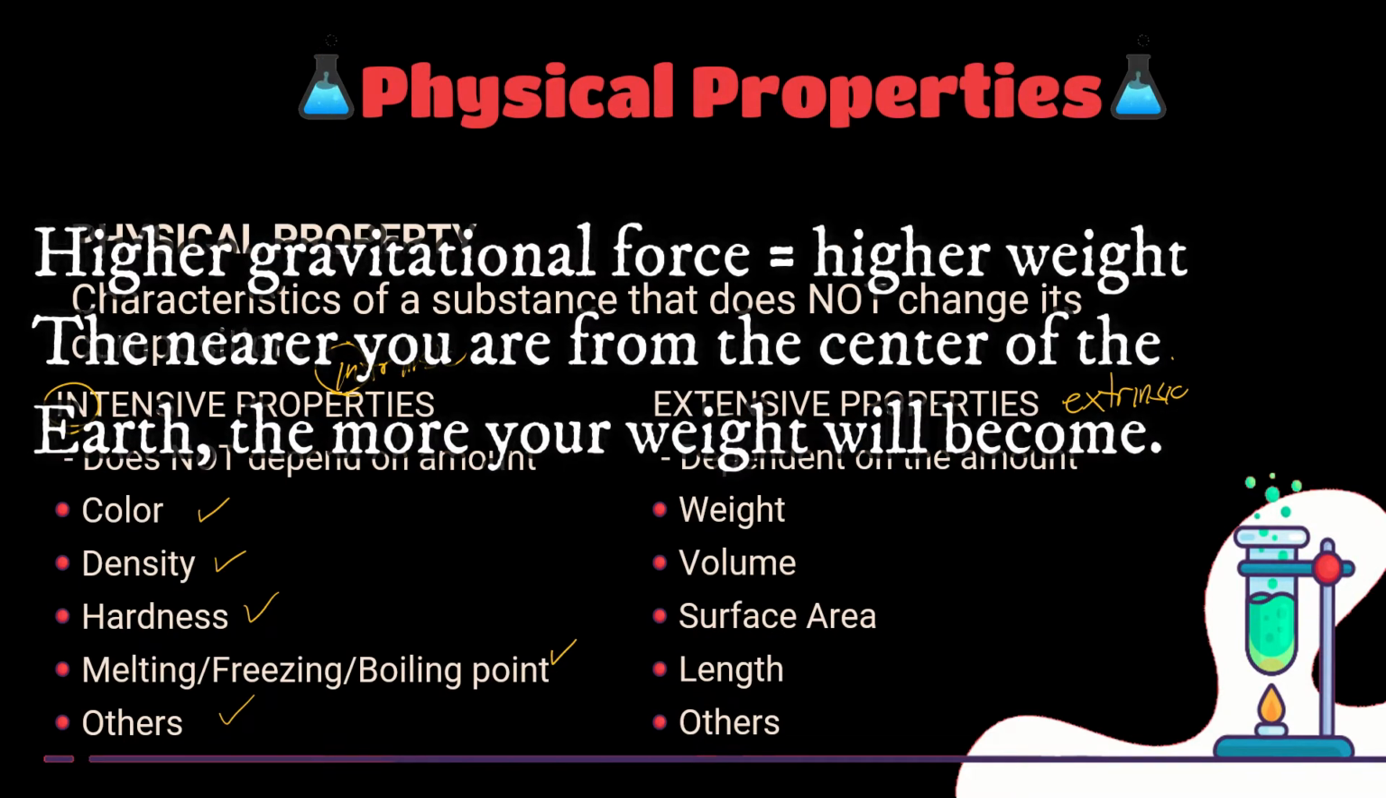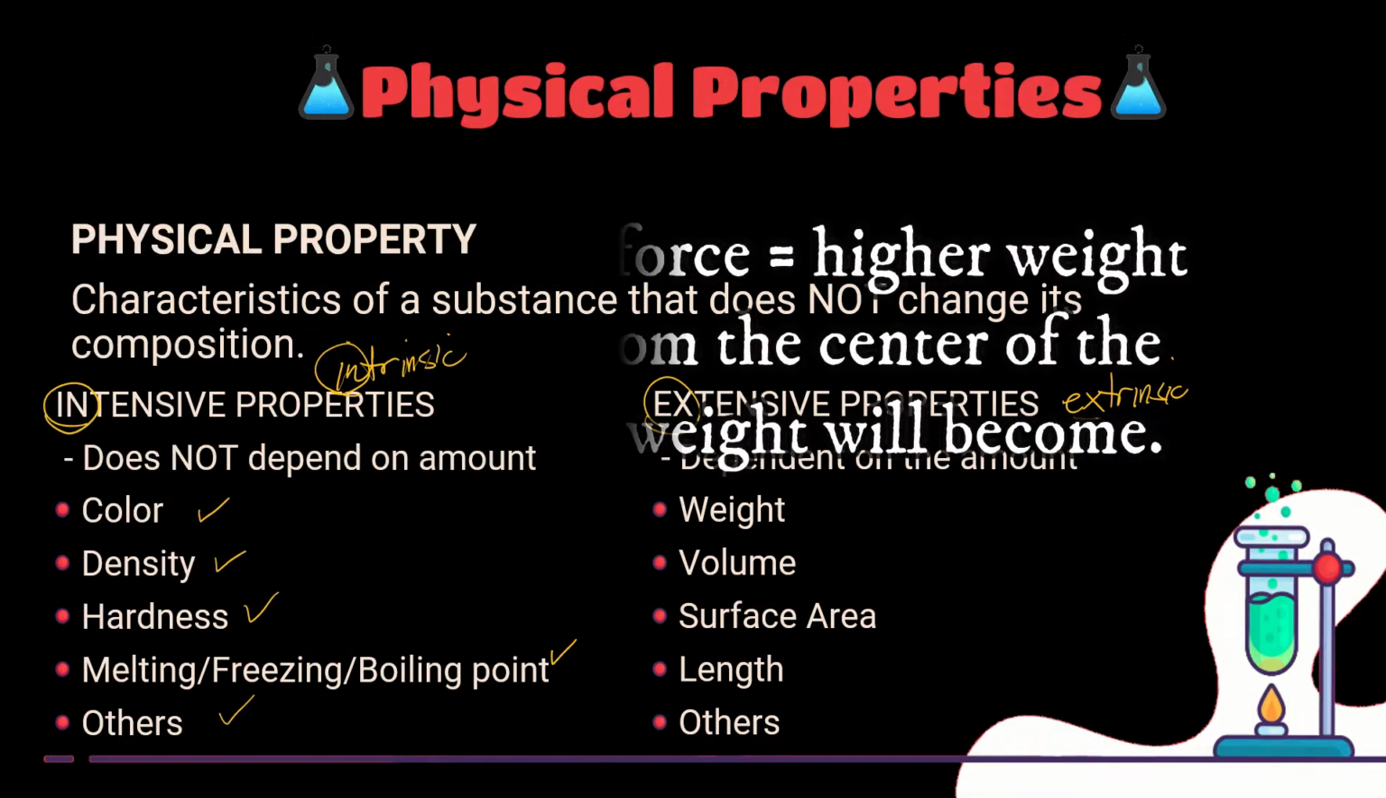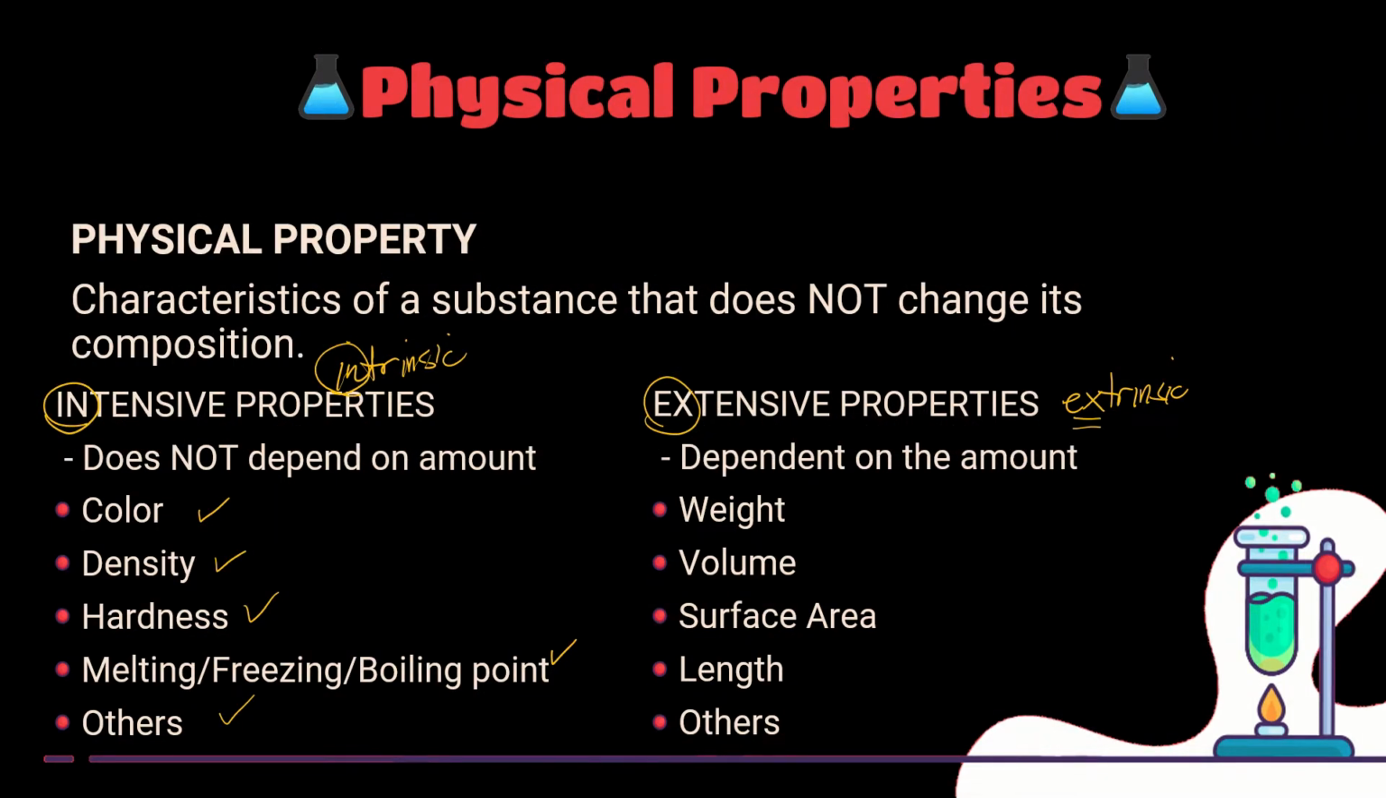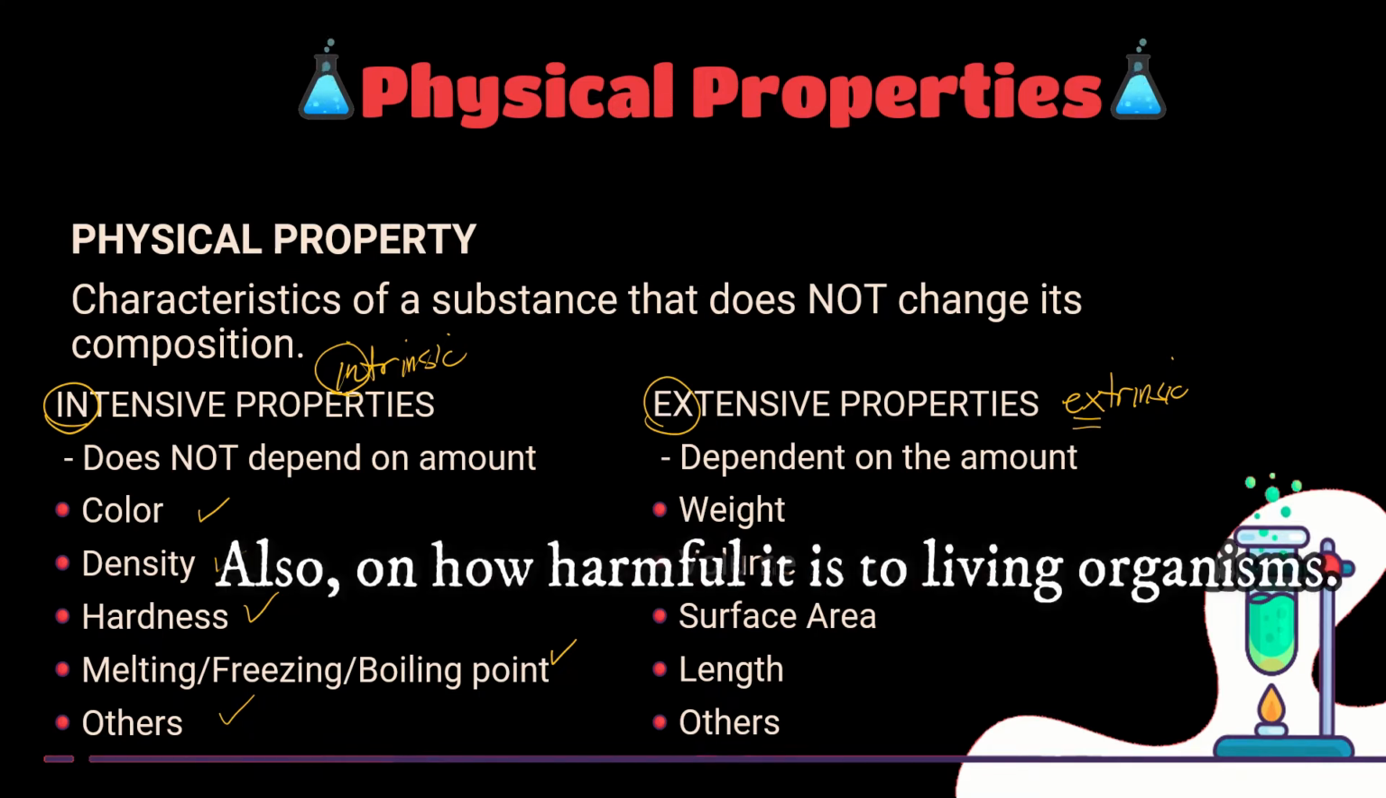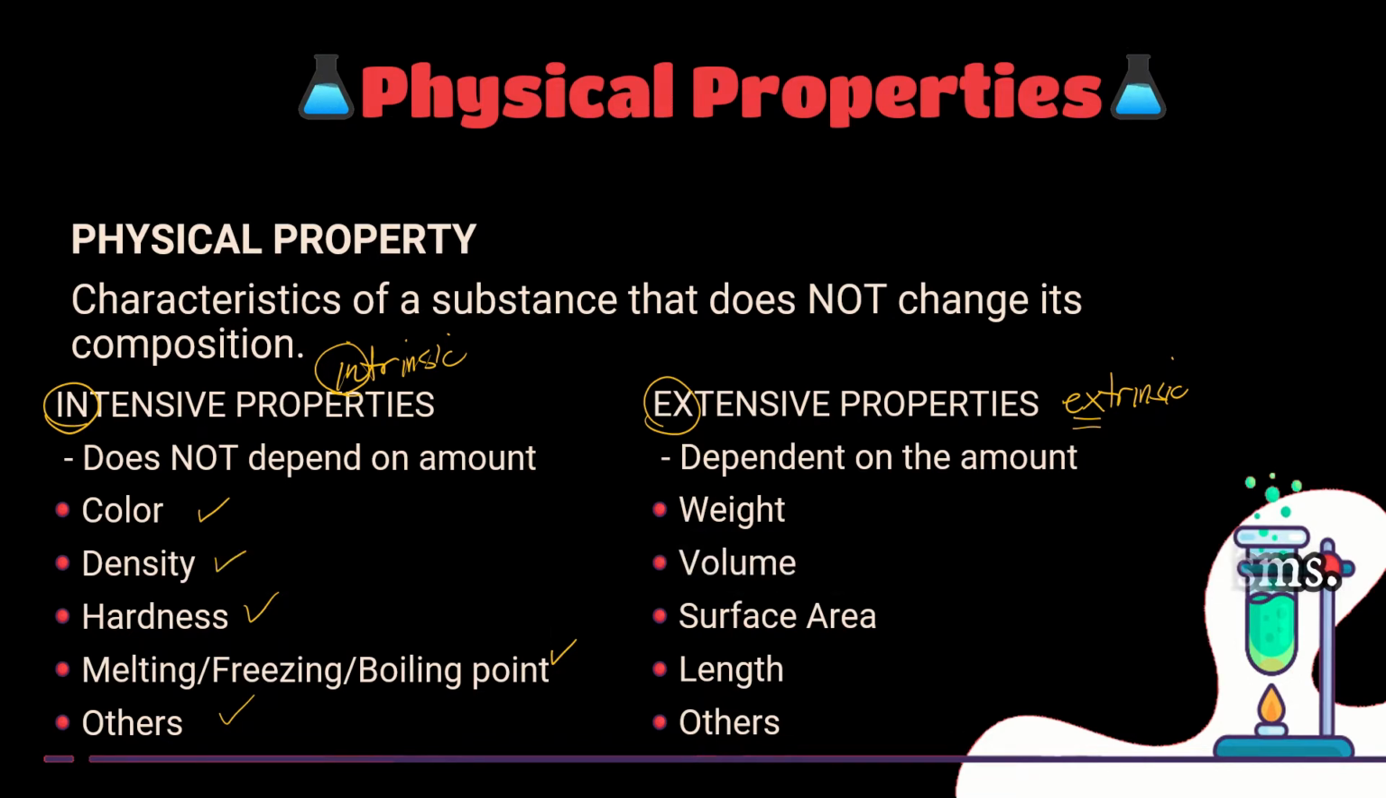What about extensive? X, ibig sabihin, outside, exit, ganun, di ba? So, these are the properties of matter that depends or is dependent on the amount present. So, for example, yung weight. Magkakaibang weight ng mga objects. So, for example, nakadepende siya sa kung gaano karami, 1 kilo of bangus, 2 kilo ng bangus. So, nakadepende siya sa weight kung gaano karami. Aside from that, weight is also dependent on the gravitational force of the place.